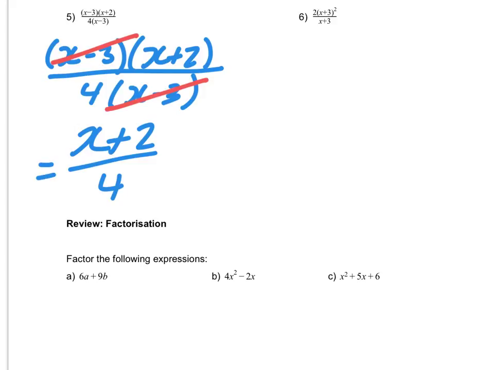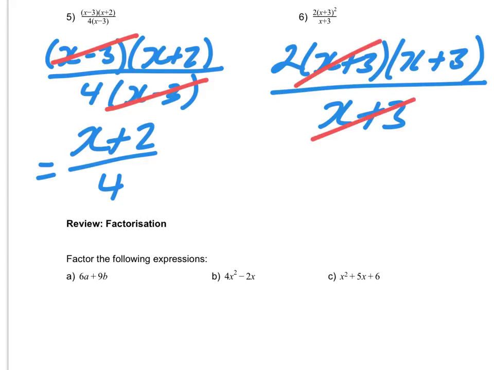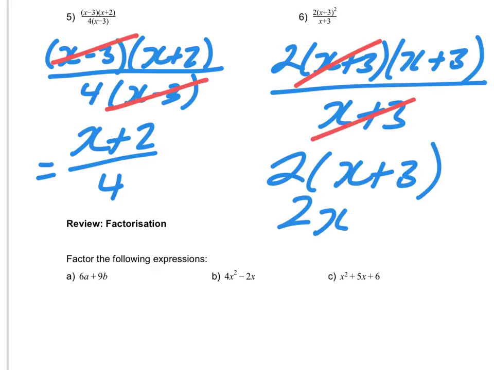So x plus 3 is squared, so it means it's multiplied by itself. So that expands to 2 times x plus 3 times x plus 3 all over x plus 3. Now if you look, x plus 3 from the top cancels with the x plus 3 from the bottom. Okay, so we're just left with 2 times x plus 3, which you could also write as 2x plus 6. Alright?